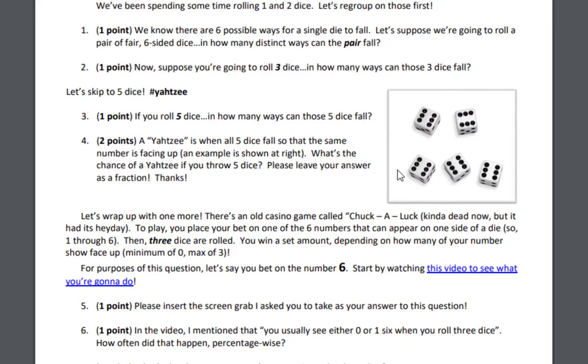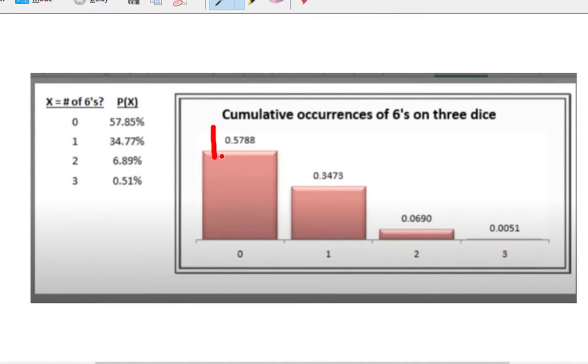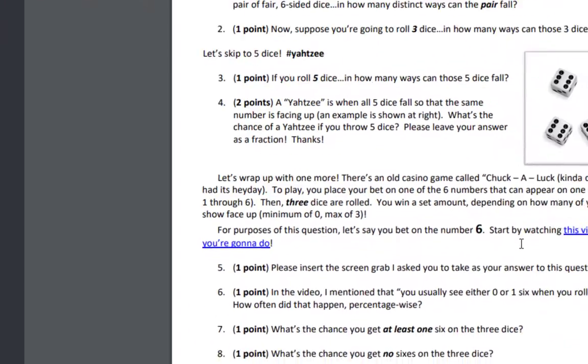In the video, I mentioned that you usually see either 0 or 1 6 when you roll 3 dice. How often did that happen? Well, if I go back to the screen grab, it looks like 0 6s happened about 58% of the time, and 1 6 happened about 35% of the time. So putting those together, I get about 93% of the time. It's often.